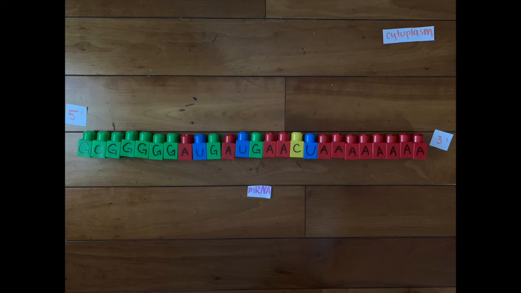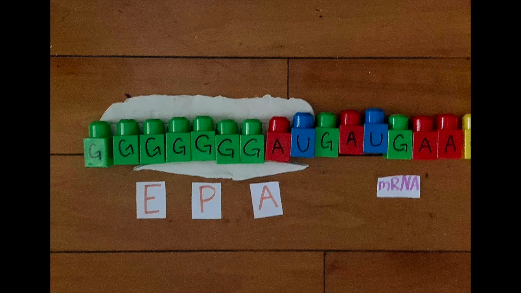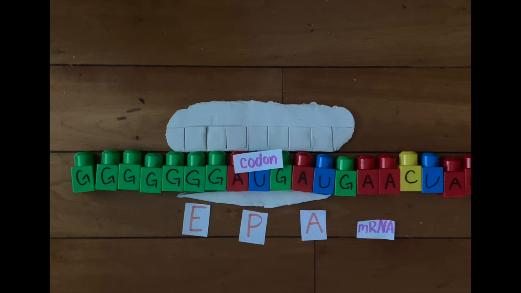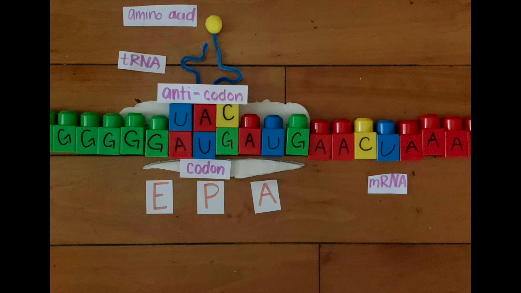Once in the cytoplasm, a ribosome, which contains A, P, and E sites, clamps to the 5' end of the mRNA. The mRNA has codons, each made up of 3 nucleotides that together code for a certain amino acid. The tRNA has anticodons, which are complementary base pairs for codons. Some have an amino acid attached to them and are called aminoacyl tRNA.